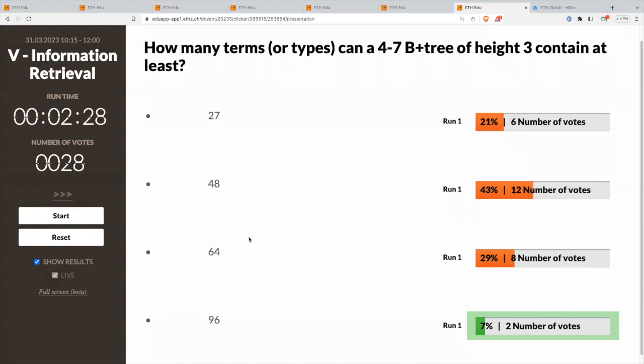Well, the root has 2 children, and then we have 4 children, and we repeat it 2 times. So we have 2 times 4 times 4 is 32. Mm-hmm. And because the minimum number is 4 children, we have a minimum of 3 keys. So yep, exactly. That's correct.